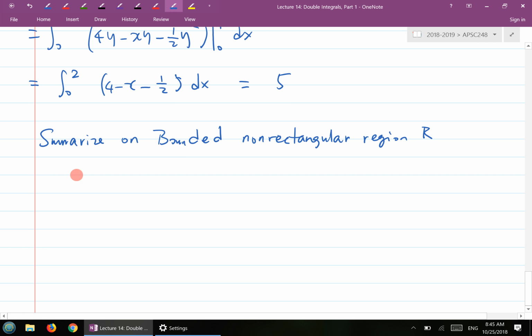So here are the specific steps that are involved. The first step: the question will definitely describe the region R. So what you need to do is, if the question didn't sketch the region R for you, you need to sketch this region R. So that's a rough skill you need to have. Not only just sketch it, but also label the boundaries.